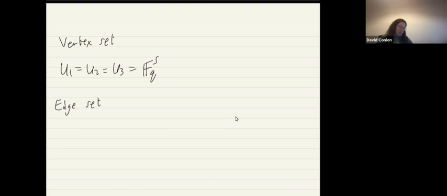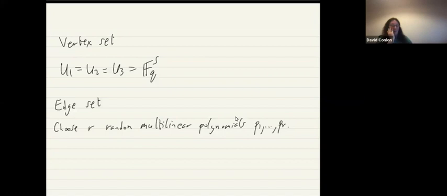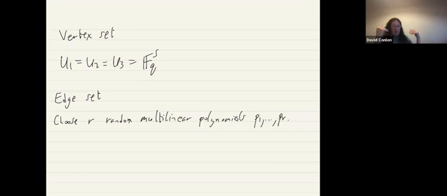is we choose random multilinear polynomials, P1 up to PR. I won't go into it, there's a couple of different ways to do that. Essentially, the cleanest way, the way in which we do it in the paper, is to take the tensor product of a linear polynomial on each set. But I won't go into this too much. All right, so we take our random multilinear polynomials. The previous ones had been random polynomials as well.